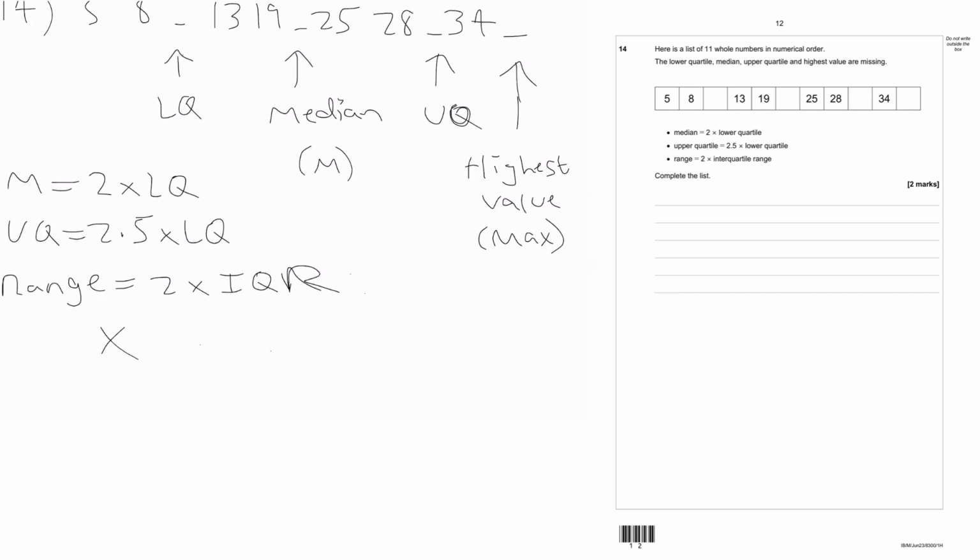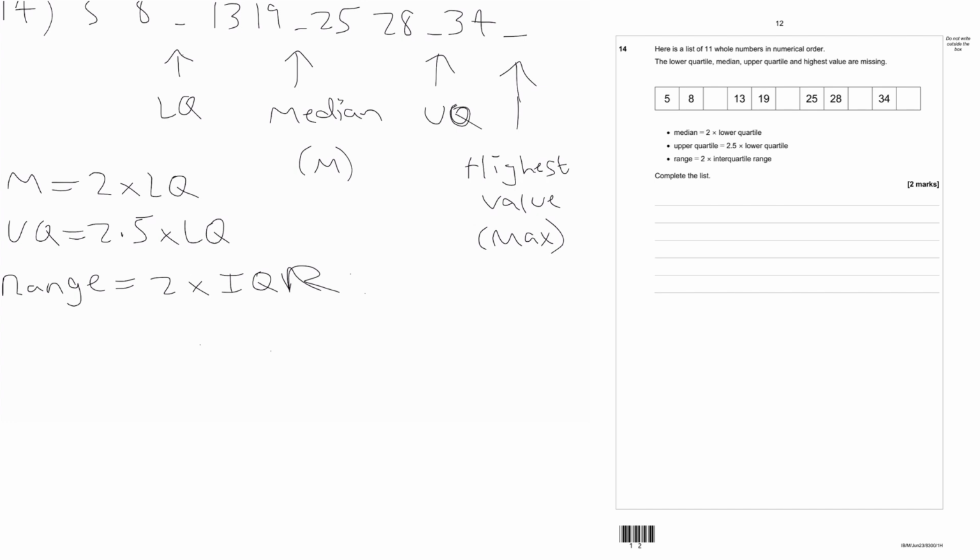Now, the easiest way to go about this is that we know the lower quartile must be between 8 and 13. But even more than that, we know that the upper quartile is 2.5 times the lower quartile. What this means is, given that every number on this list has to be a whole number, the lower quartile must be an even number, because an odd number times 2.5 is going to produce a decimal number. So that means that the lower quartile can only be 10 or 12.